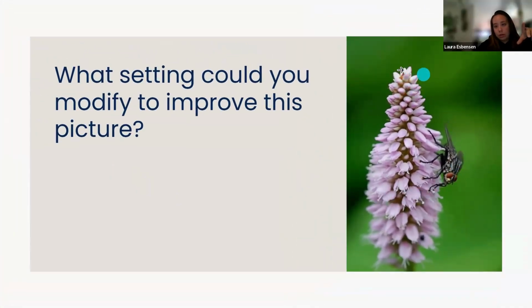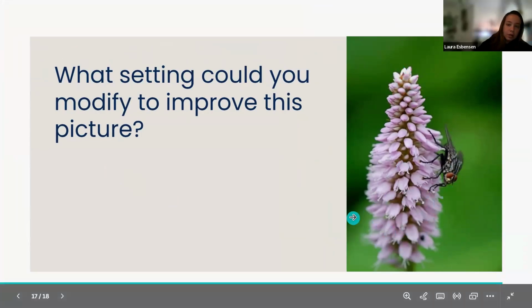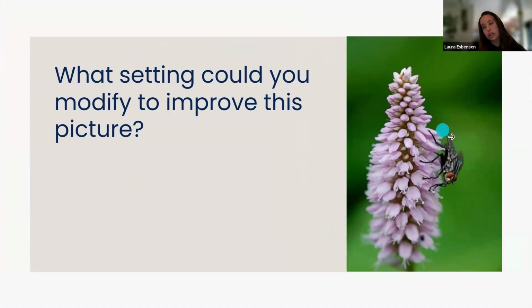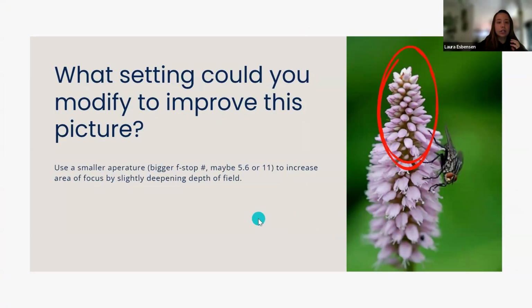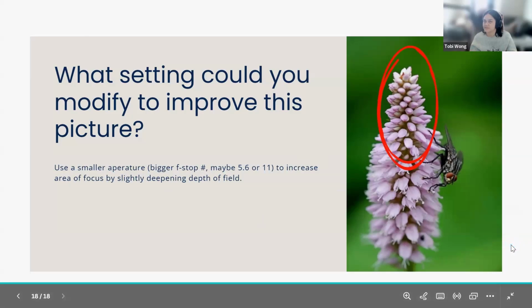So the top of the flower is out of focus. Bottom of the flower is out of focus. That's sort of fine, but up into the sides, and most notably, the wings of the fly are out of focus. The way you could improve that is to make the aperture size smaller, but that means a bigger number. So 5.6 or maybe even 11. And that will increase how much of the image is in focus by deepening the depth of field. Small means more, big means less. Yes, they don't make it easy. Put into caveman words and I understand it.